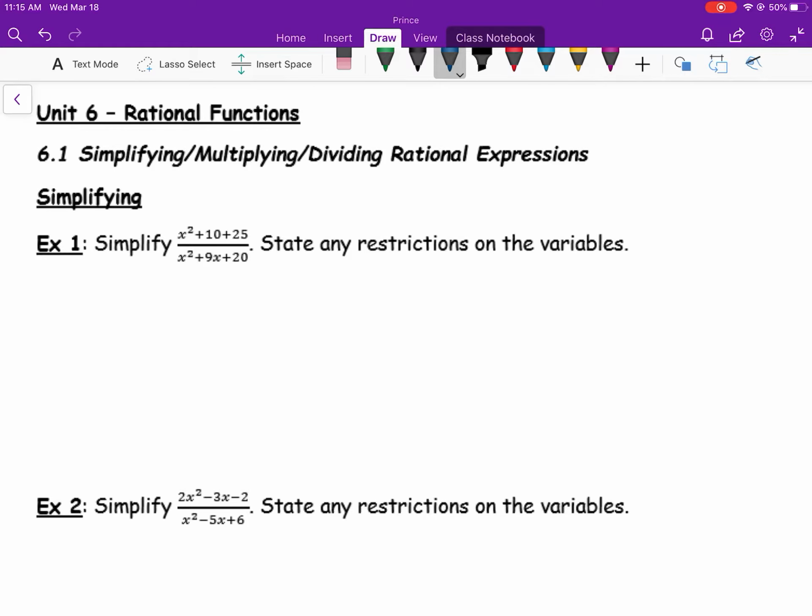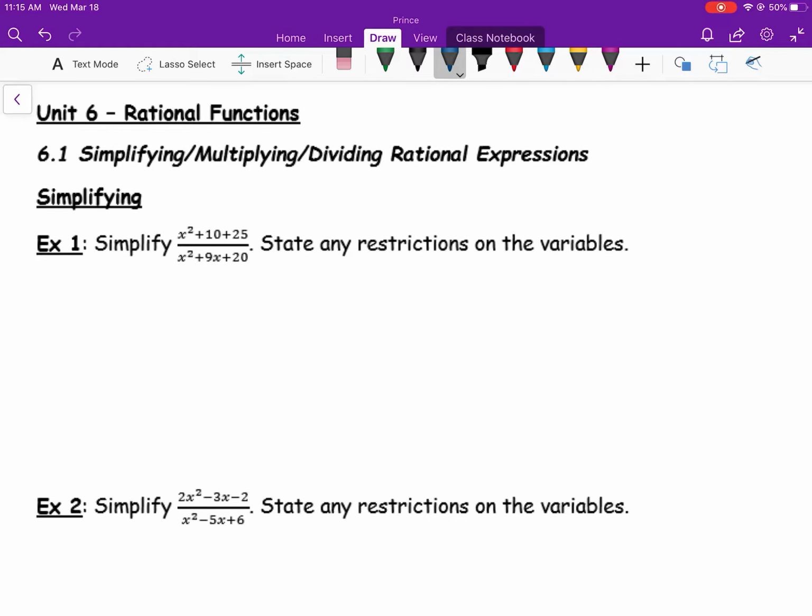Once everything's factored, we'll state our restrictions. And then our last step will be to simplify for each problem. Alright, so first I'm going to factor the top: x squared plus 10x plus 25.